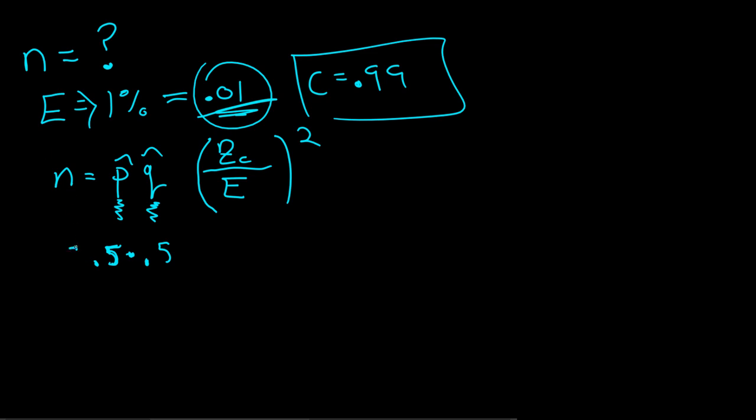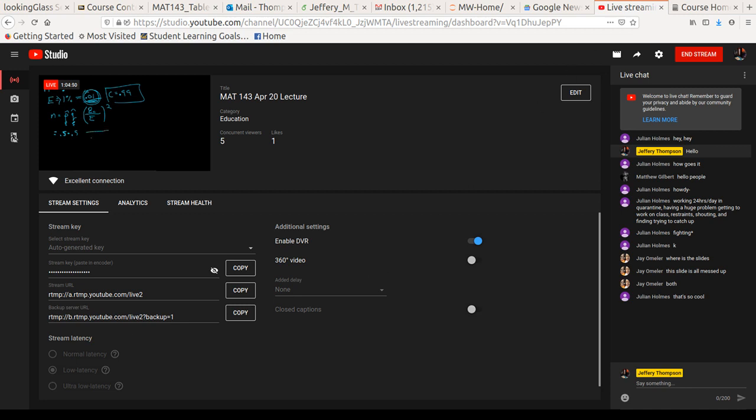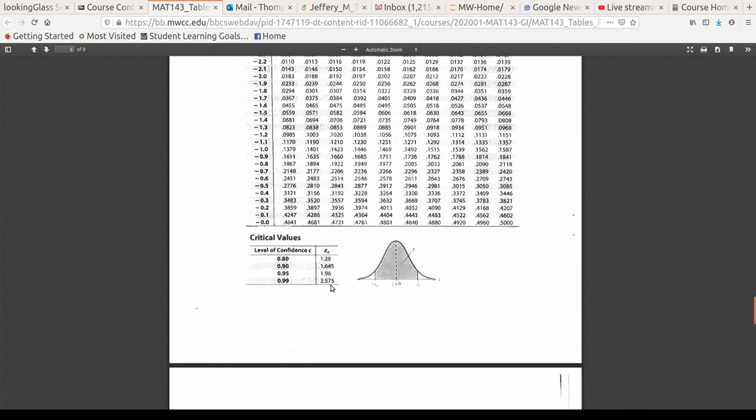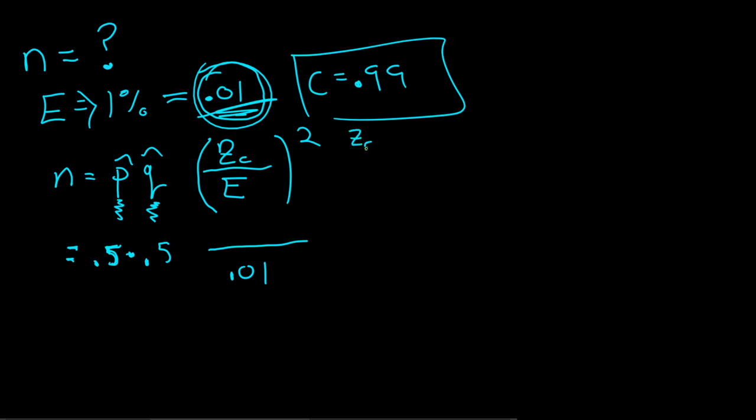All right, so let's figure out how many n we need to give a 1% error. So down here is going to go 0.01 with a 99% confidence. So over here, I'm going to go to my z-score. Z-table, 99, 2.575. Z critical equals 2.575. So 0.5 times 0.5 times parenthesis 2.575 divided by 0.01 quantity squared.